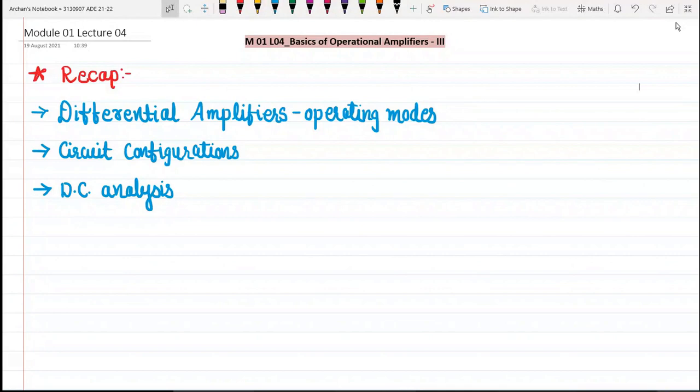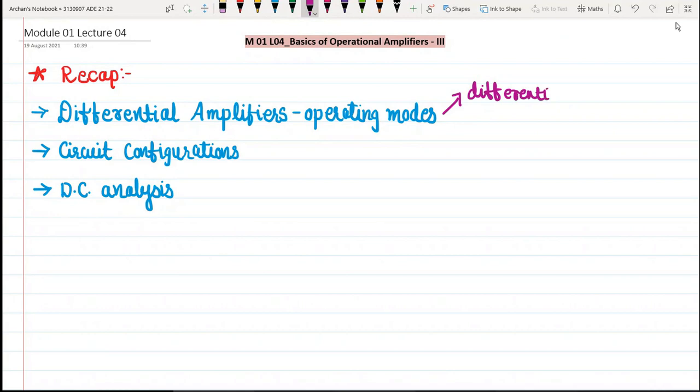So we will start now. In the previous lectures of analog and digital electronics, we have started with the basics of operational amplifier, and the first kind of amplifier which we have seen is differential amplifier. In the last session, we have seen the circuit configurations of differential amplifier, right? And we have seen the two different operating modes. One is known as differential mode and another one is common mode operation, right?